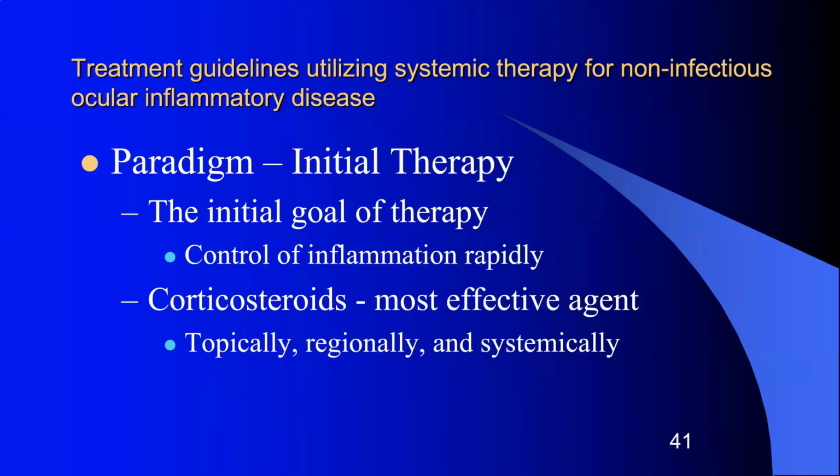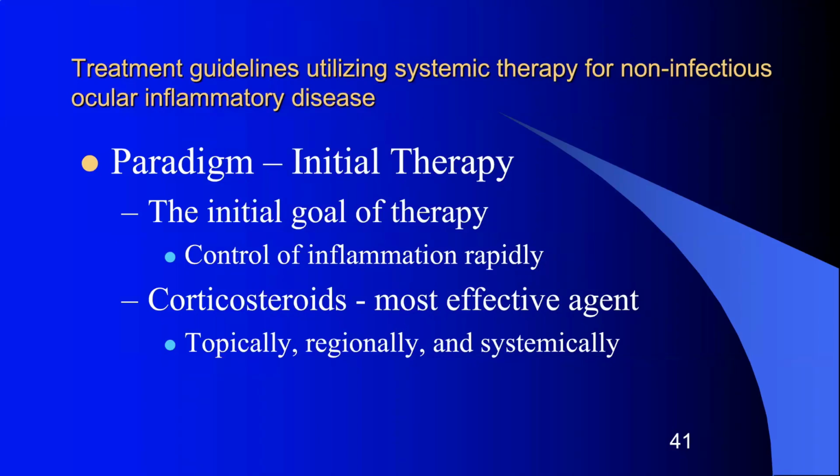Now, the initial therapy is to control inflammation rapidly, okay, when somebody presents to you with non-infectious uveitis, particularly in the acute uveitis cases versus chronic, but regardless, the goal is to control inflammation rapidly. That means using corticosteroids for the most part. There are rare exceptions to that. Corticosteroids are the most effective agents to get the inflammation controlled quickly. And this can be administered topically, regionally, and systemically.